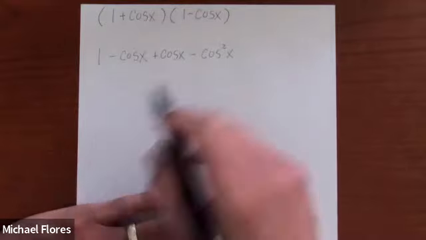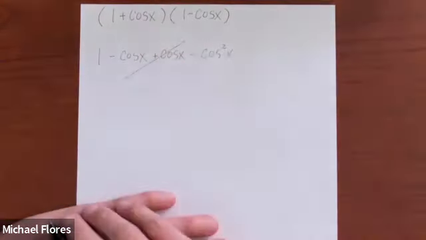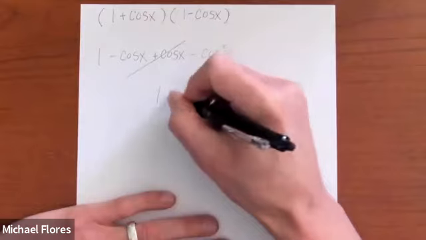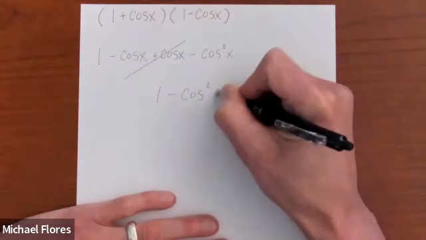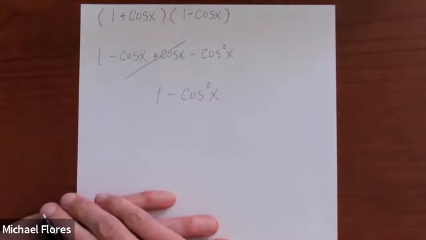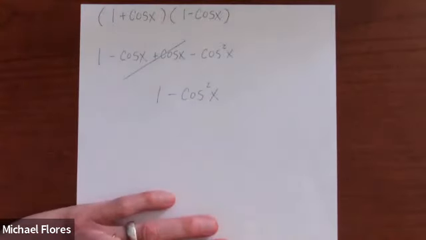Notice your two middle terms will cancel out, leaving you with 1 minus cosine squared of x. And that makes me think of a Pythagorean identity. Which one do you think? 1, 2, or 3? 1, because 1 is the only one that has cosine squared.